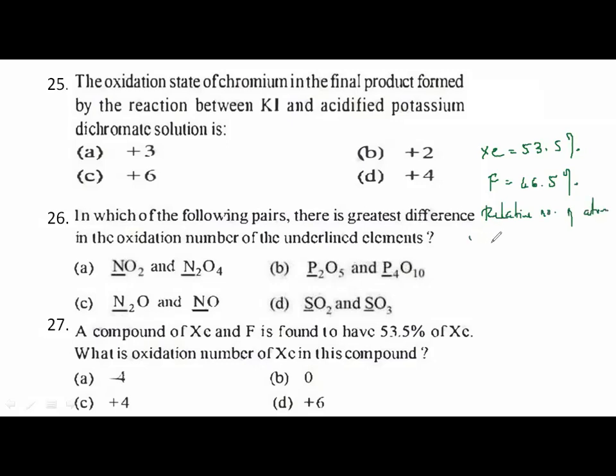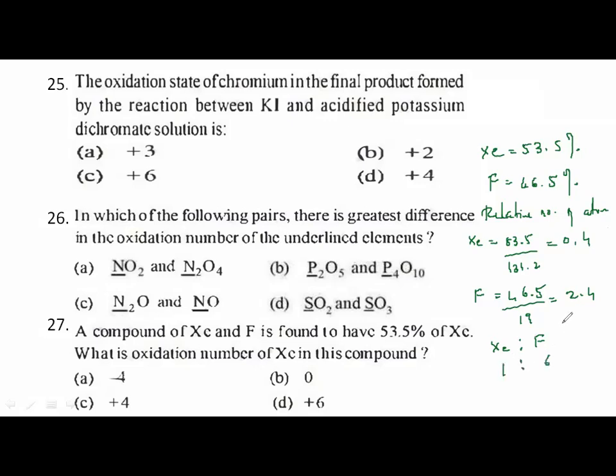So let us first see the relative number of atoms. Xenon is 53.5 divided by atomic mass, 131.2. It comes out to 0.4. And fluorine, we know, is 46.5 divided by atomic mass 19. It comes out to 2.4. So if you take the simple ratio, Xe is to F, 0.4 is to 2.4. Where do you get a whole number? Multiply it by 6 and see. So we will get the ratio 1 is to 6.